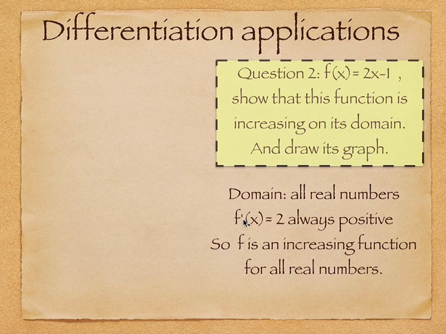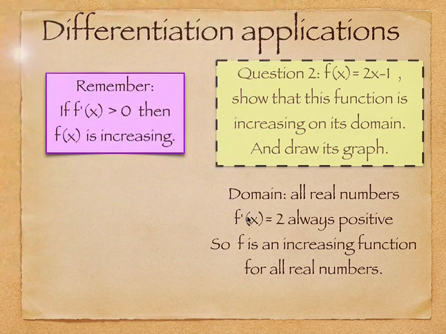Now, the derivative of this function is 2. Derivative of 2x is 2. Derivative of minus 1 is 0. So you get 2. As you can see, it's a positive constant value, so the derivative is always positive. Therefore, the function is increasing for all real numbers. So we have applied: derivative positive, function increasing.